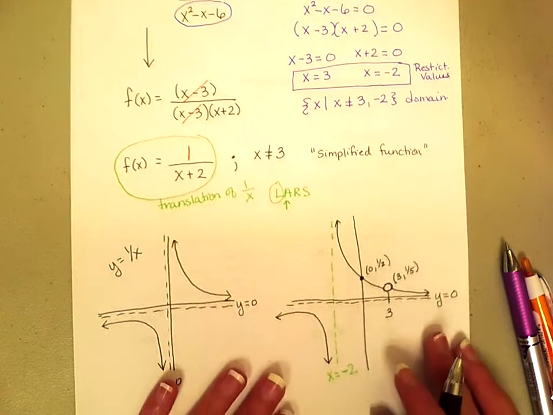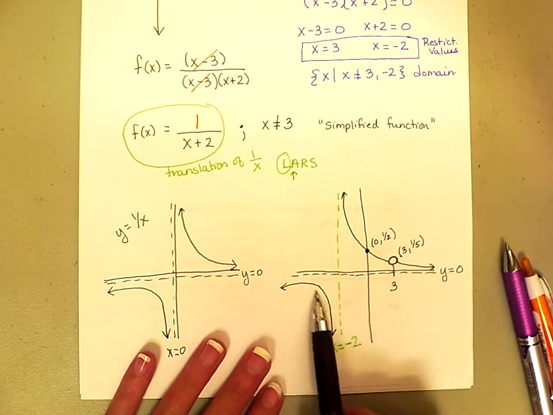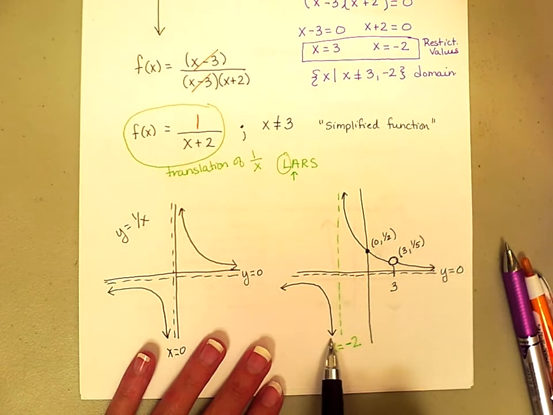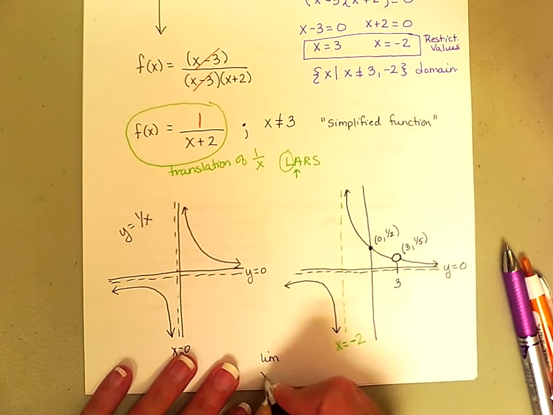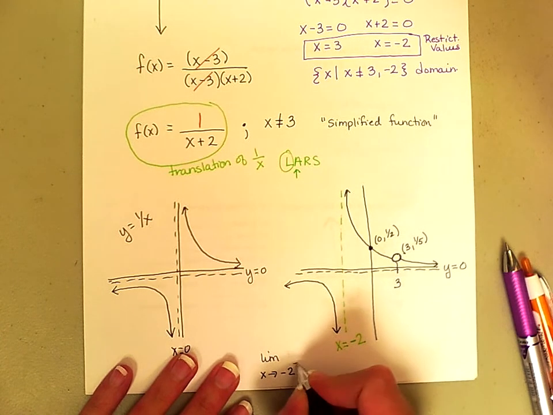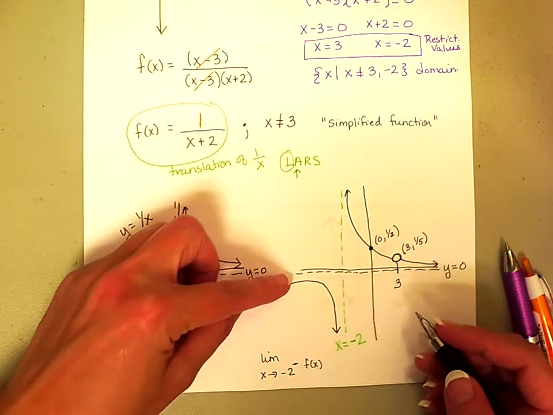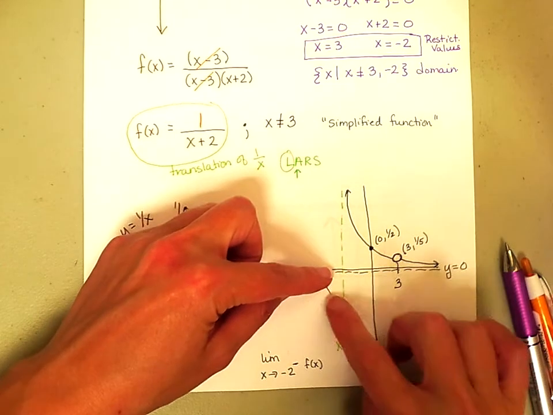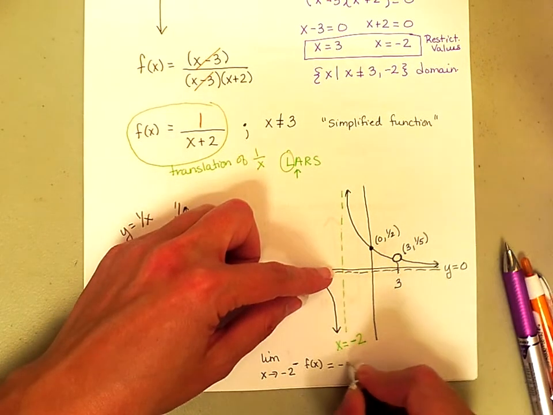Again, we could ask about limits. The limit as x approaches -2 from the right. Actually, let's go from the left of our function. As I'm coming at it from the left, the function is diving to -infinity.